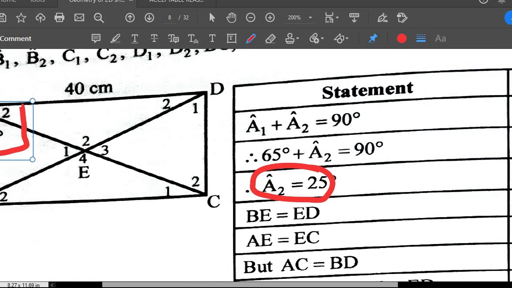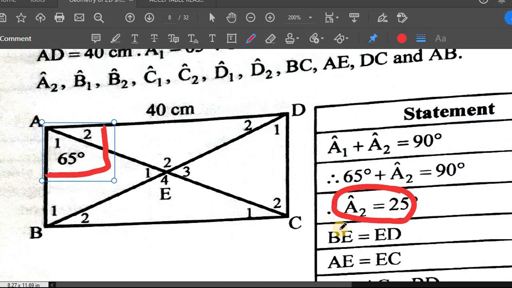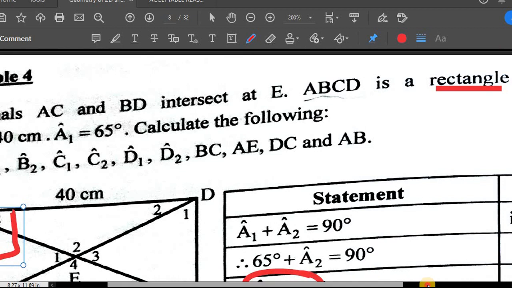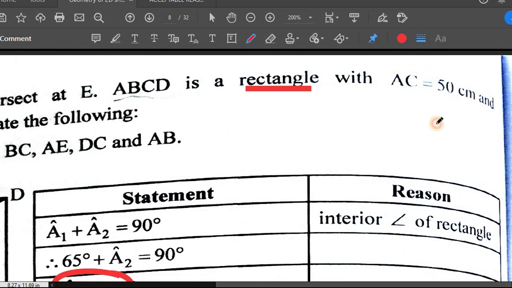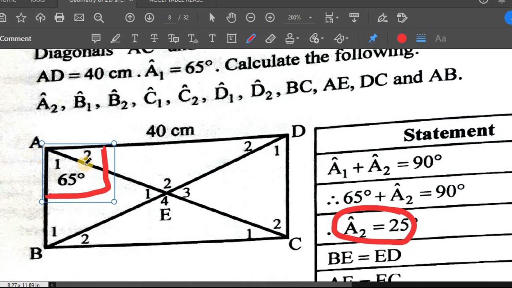So let's say BE is equal to ED. Why did it give me that? Okay, they seem to have jumped the gun there. Let's look at this here first, right? They told us that AC is equal to 50 centimeters, right? They told us AC is 50. So let's look at AC.